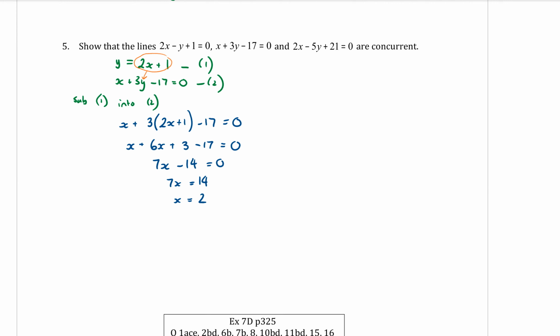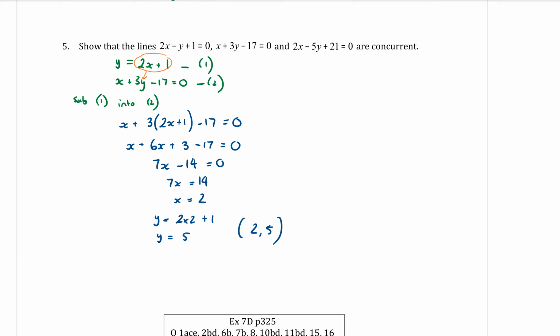Then I find my y value. I'm going to sub that into equation 1. Okay, that's the easier one. So y would be equal to 2 times 2 plus 1. So that's equal to 5. So I have a point 2, 5. I have shown that those first two lines both go through that point.